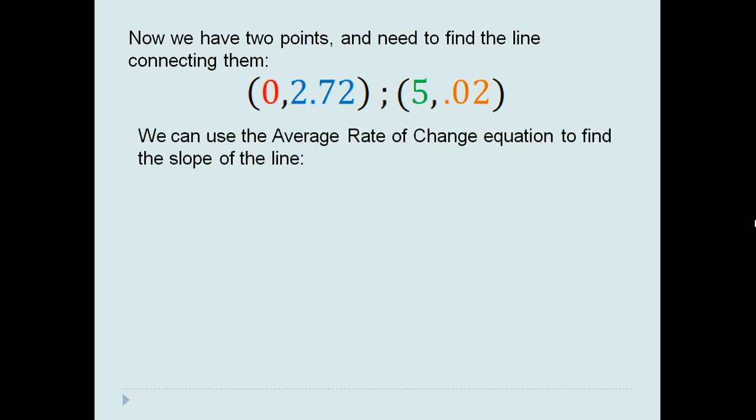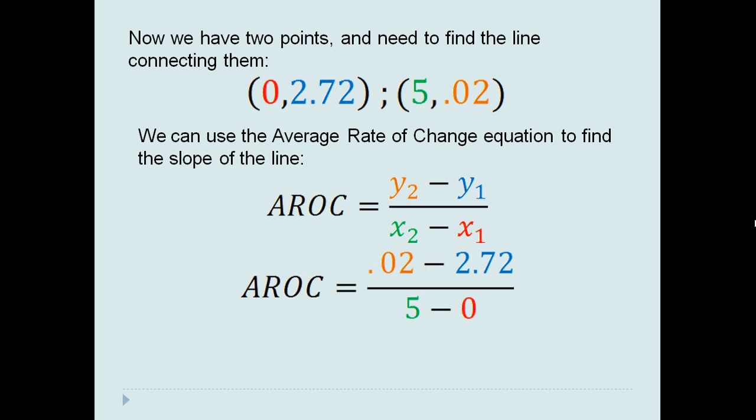We can use the average rate of change equation to find the slope of our line. And now we plug those values in for y2, y1, x2, and x1. And if you evaluate it, you'll get -0.54.